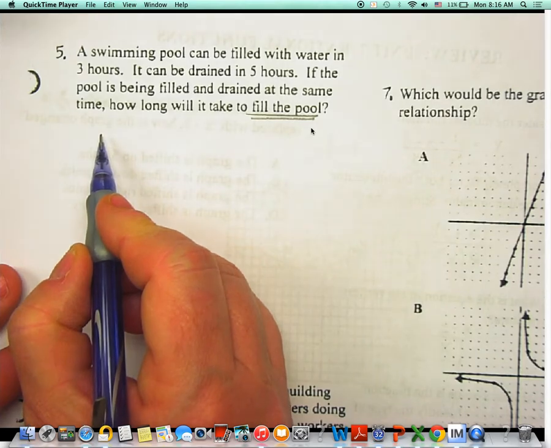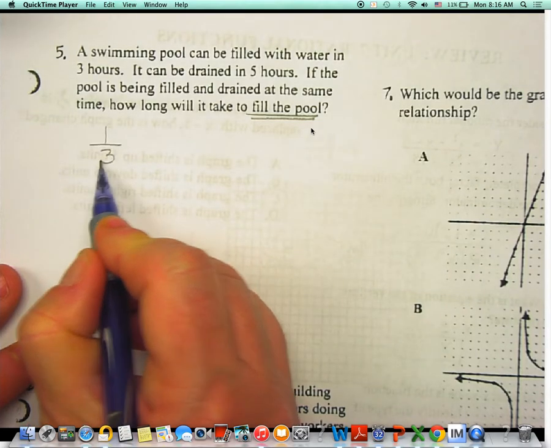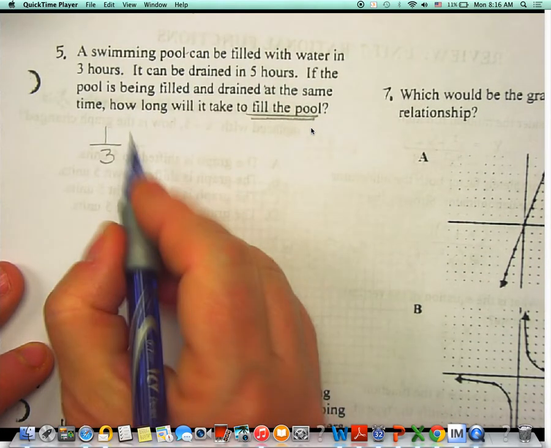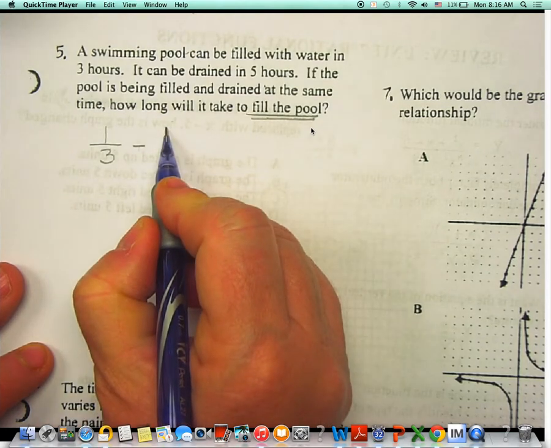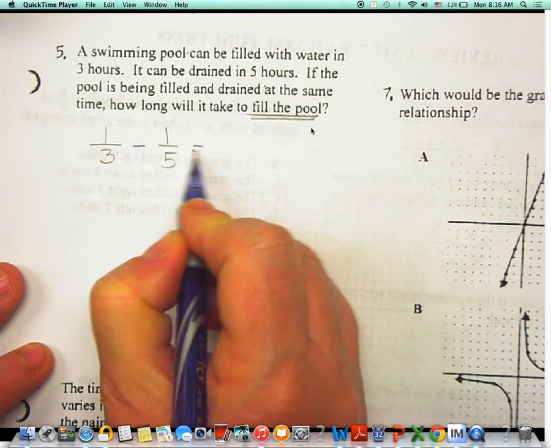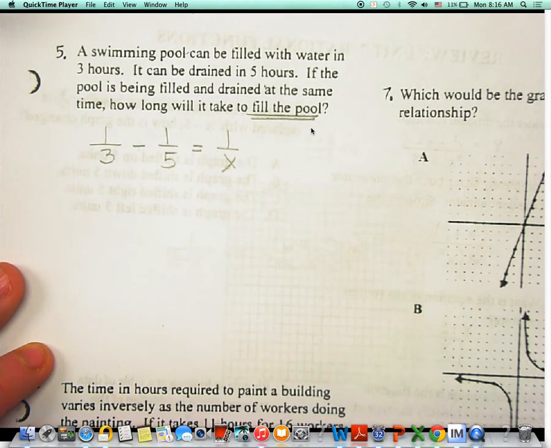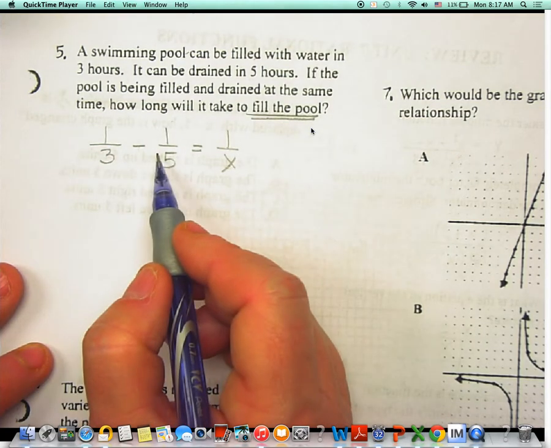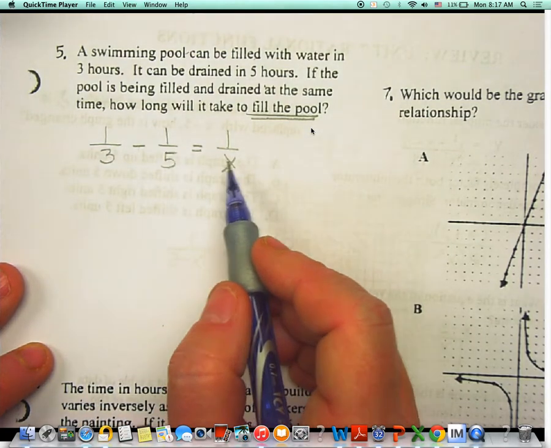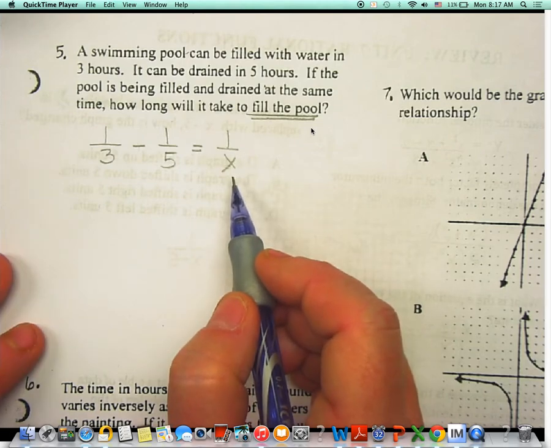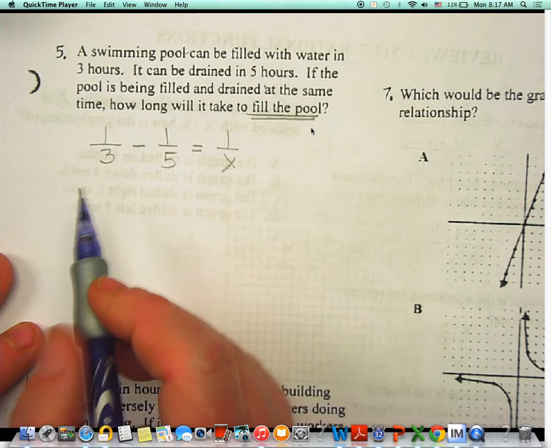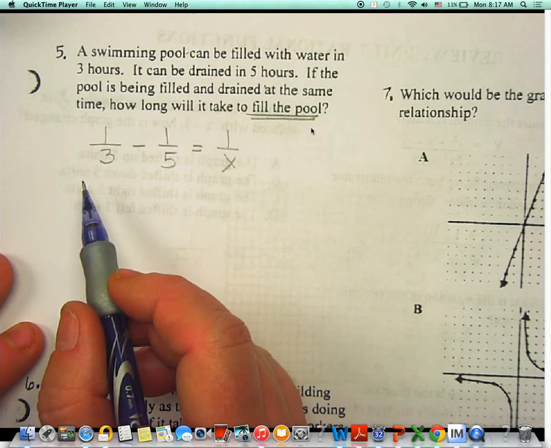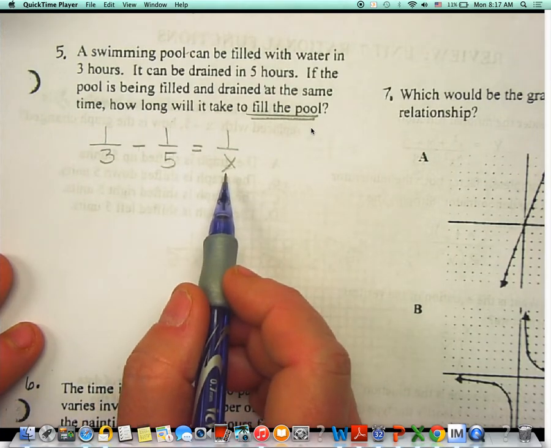You remember these? 1 over 3, plus, or not plus, since we're draining it, it would be minus 1 over 5 equals 1 over x. The rate that it's filling minus the rate that it's draining is going to equal the rate that it takes to fill. Okay, so how do we solve it? You times the 15 and the x. We're going to times everything by 15x.